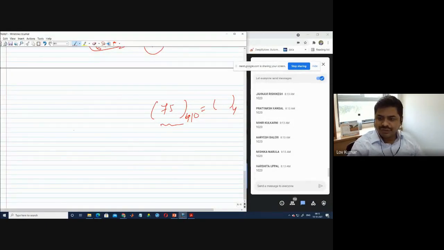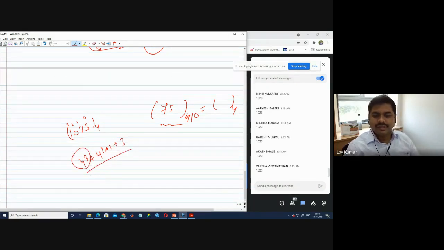So now I am going to check whether you are getting the right answer or not. 1023 base 4, so positions 0, 1, 2, 3. So you are getting 4 to the power 3, plus 4 to the power 2 into 0, plus 4 into 2, plus 3. What is the value we get? 4 to the power 3.